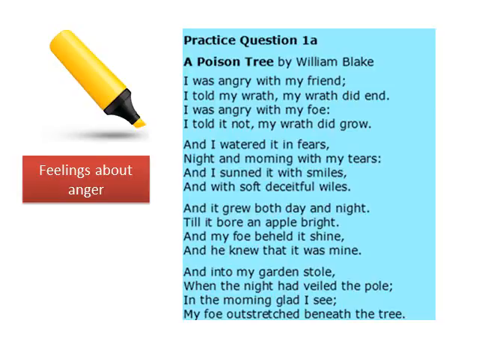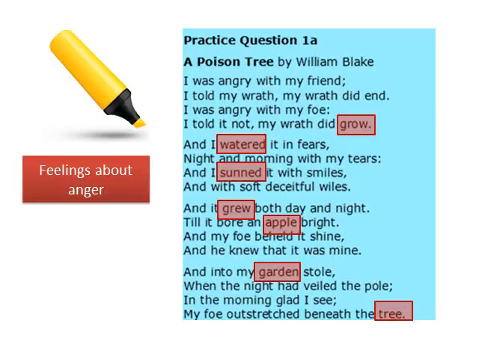I was angry with my friend, I told my wrath, my wrath did end. I was angry with my foe, I told it not, my wrath did grow. And I watered it in fears, night and morning with my tears, and I sunned it with smiles, and with soft deceitful wiles. And it grew both day and night, till it bore an apple bright. And my foe beheld it shine, and he knew that it was mine. And into my garden stole, when the night had veiled the pole. In the morning, glad I see, my foe outstretched beneath the tree.